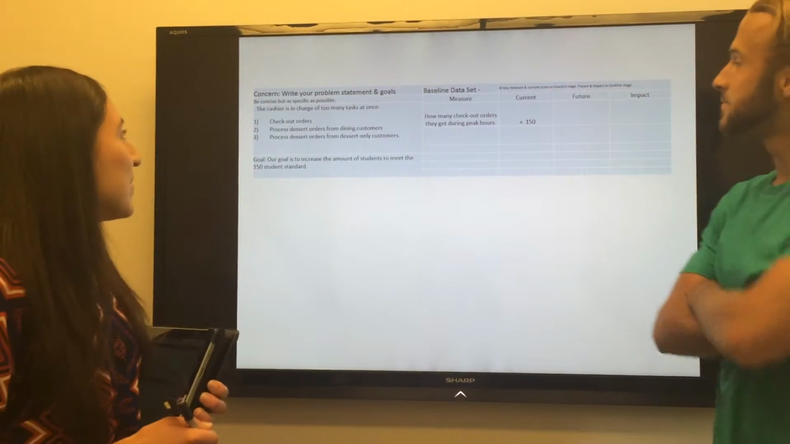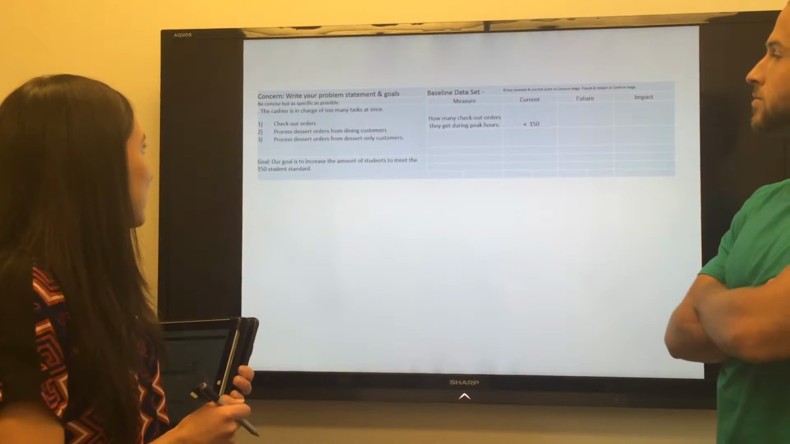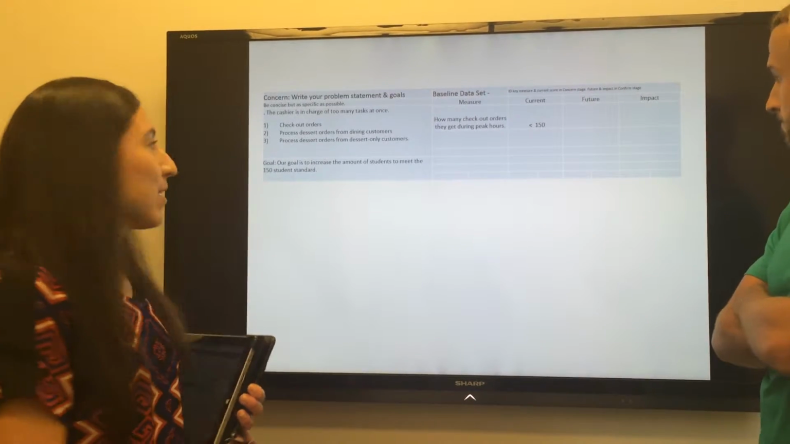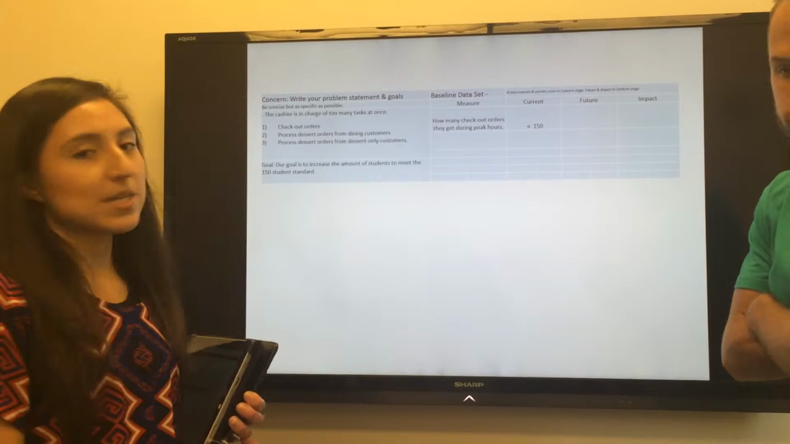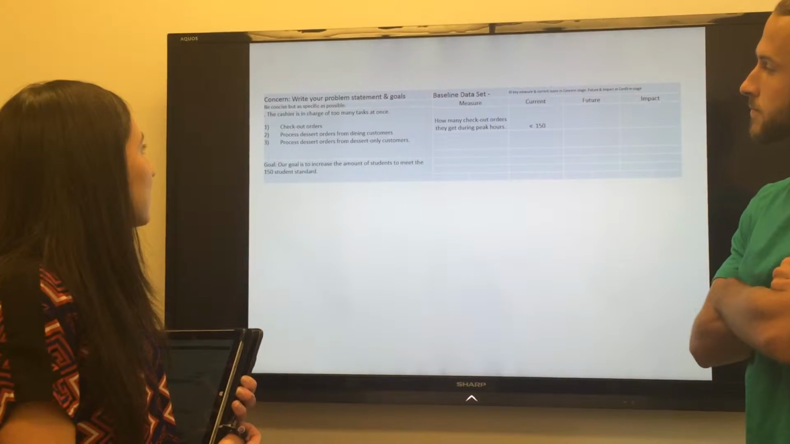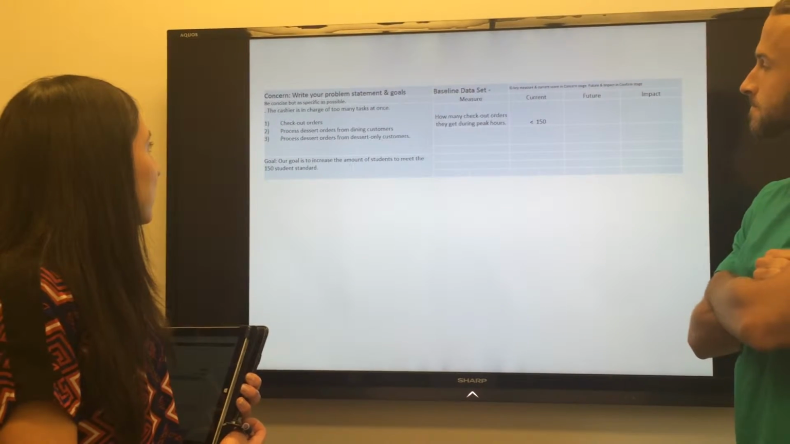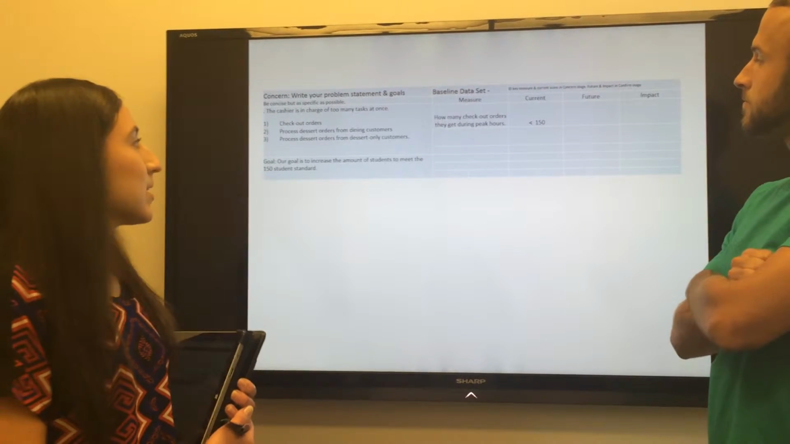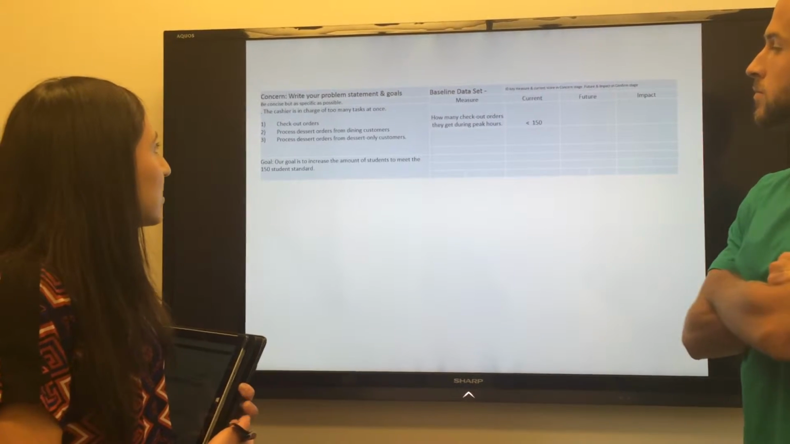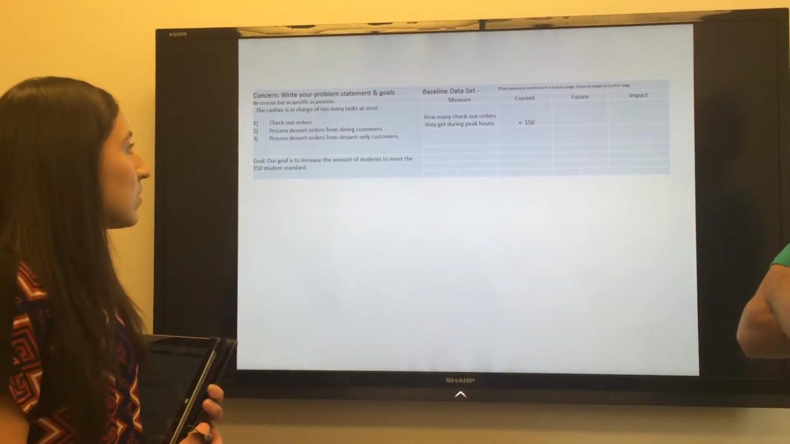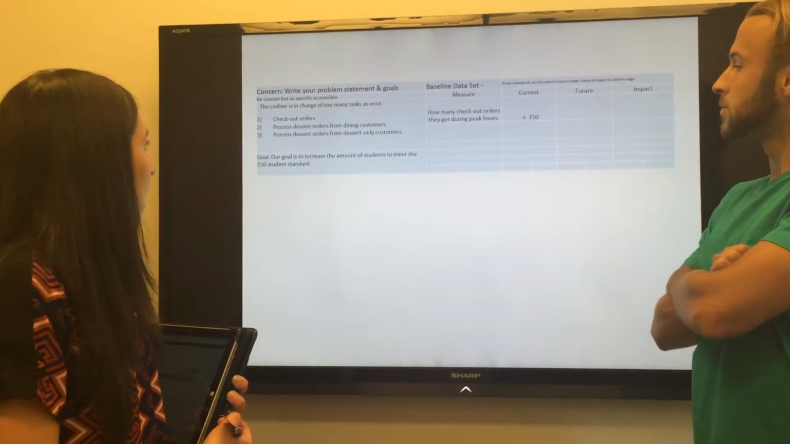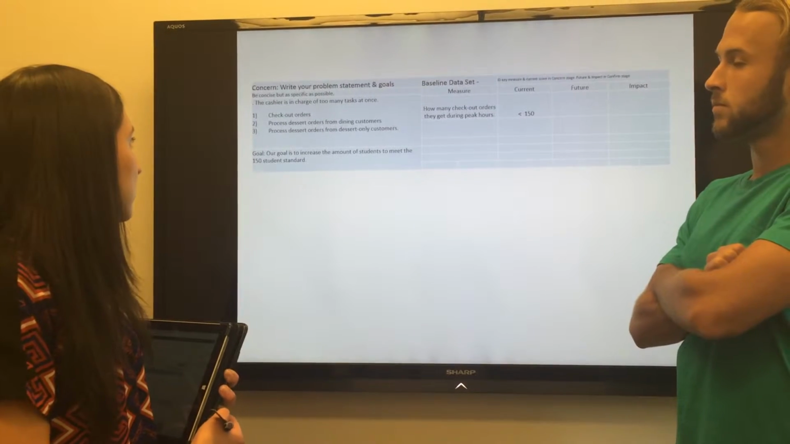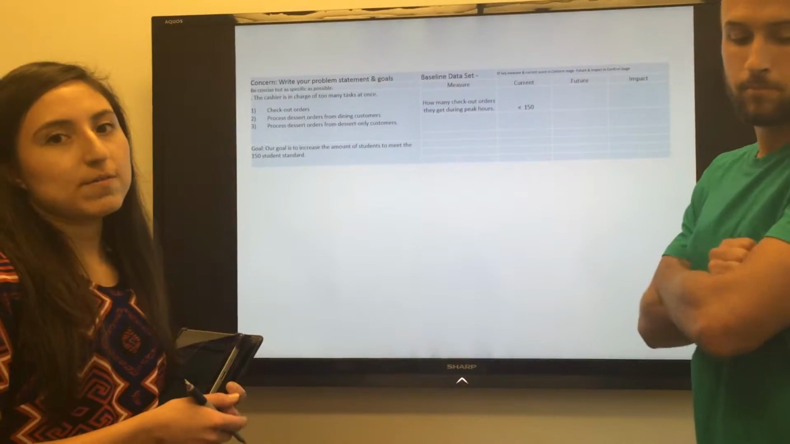Okay, so we are deciding to focus on the cashier since we think that she has way too many tasks going on at once. She's checking out orders. She's also processing dessert orders from dining-in customers, and she's also processing orders from dessert-only customers. And how we're going to measure this is by checking out the orders they get during peak hours, and currently they're getting less than 150. And our goal will be to meet the standard, which is 150 or above.